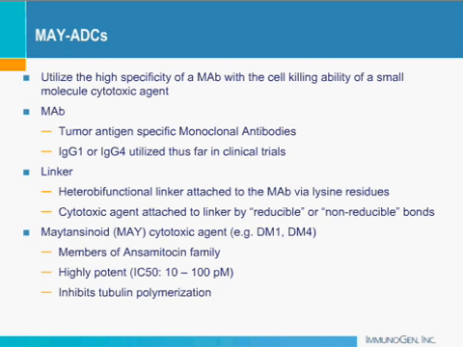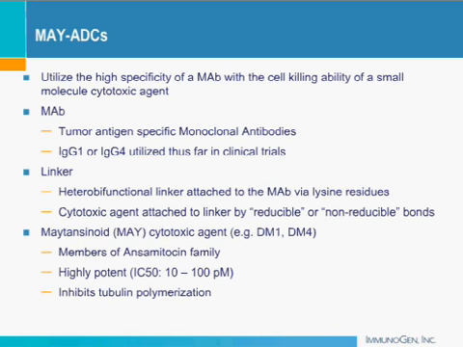The second part of the ADC molecule is the linker molecule, which is a bifunctional linker and attaches to the antibody via the lysine residues. It has the cytotoxic agent attached to it on the other end. This linker, by its chemistry, can be reducible or non-reducible, and sometimes also referred to as cleavable or non-cleavable. The last part of the ADC molecule is the small molecule cytotoxic agent, which in this case is a maytansinoid type of compound. Maytansinoids are members of the ansamitosin family, and they're highly potent with their IC50s in the range of picomolars. The mechanism of action is that they kill the cancer cells by inhibiting tubulin polymerization.